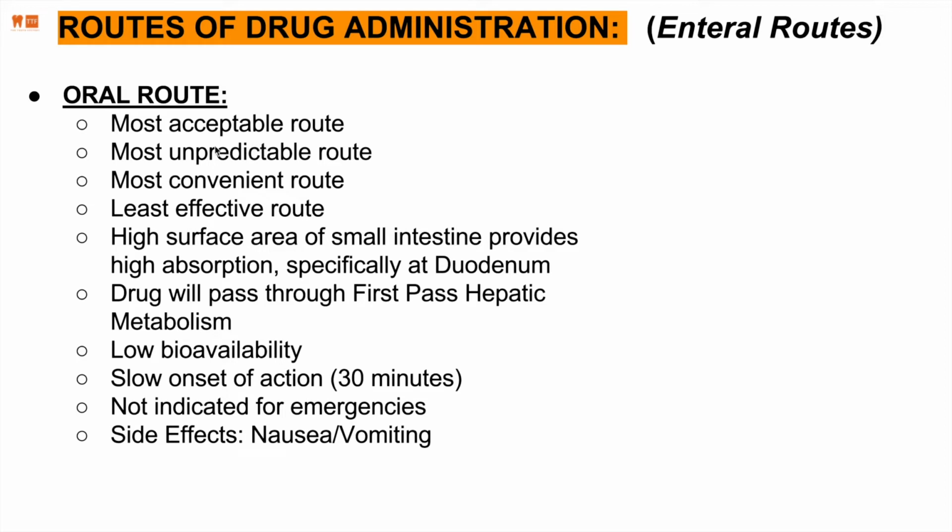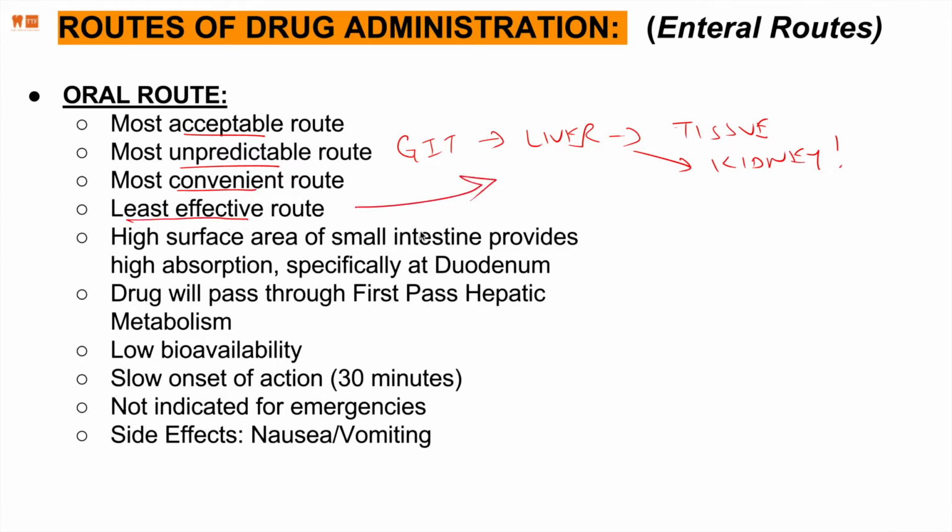We know that the oral route is the most acceptable, however, still the most unpredictable route, right? It goes through so many stages. It goes through the entire GI system, then to the liver, and then to the tissues or kidneys for excretion. There's so many stages. Even though it's the most convenient route, it is still the least effective route because of this concept. Remember though, the high surface area of the small intestine provides high absorption, specifically in the area of the duodenum. Drugs will pass through the first pass hepatic metabolism. We'll talk about this in the future. It's got a low bioavailability.